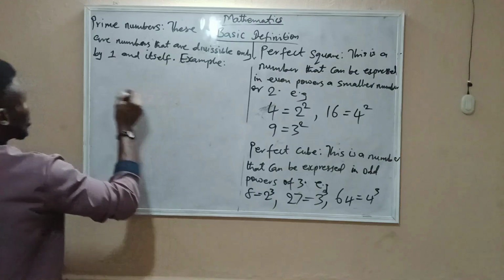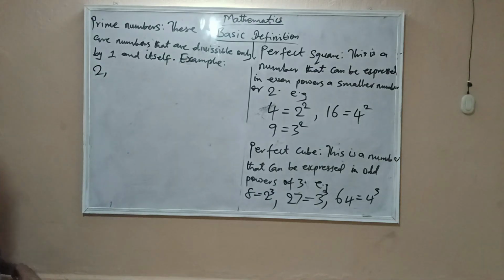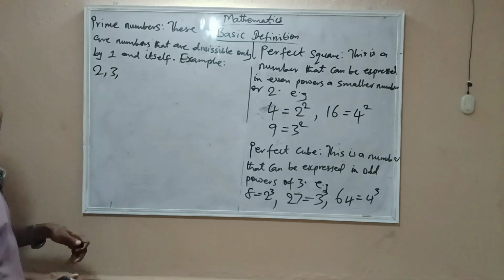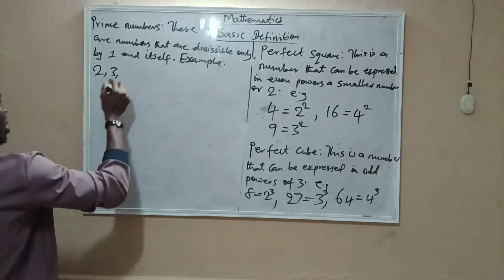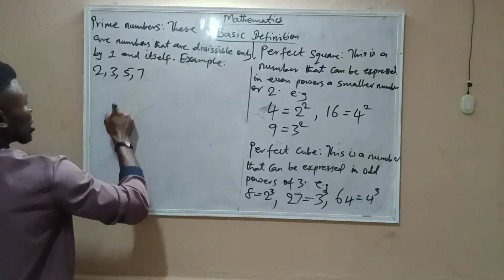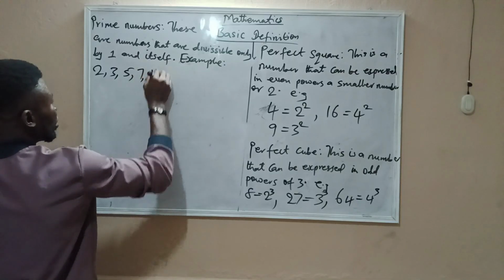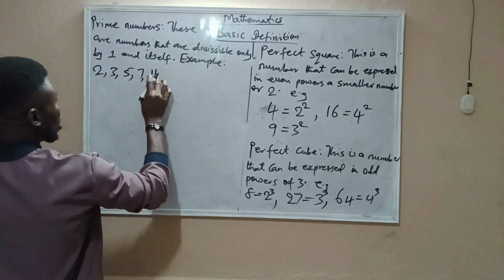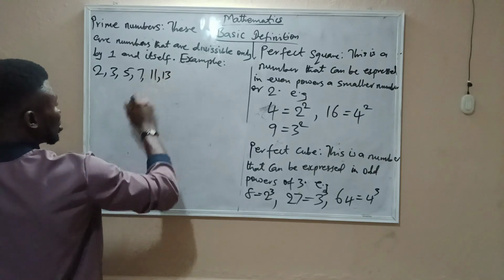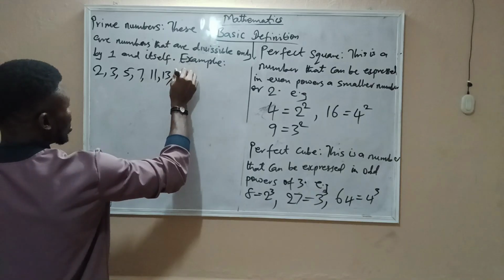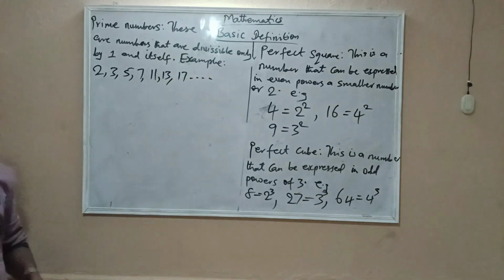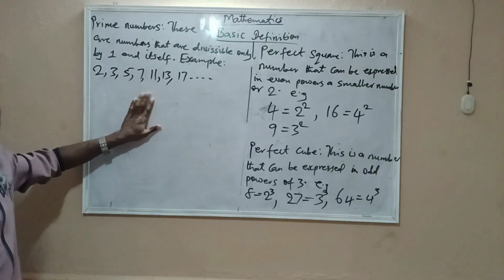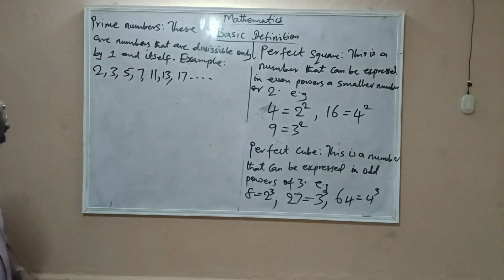For instance, 2 is a prime number because only 2 and 1 can divide 2. 3 is a prime number. Only 3 and 1 can divide 3. 5 is a prime number. 7 is a prime number. 11 is a prime number. Of course, 8, 9, 10 are not prime numbers. And then 13 is a prime number. If you go further, 17, and so on and so forth. All these numbers can only be divisible by themselves and 1. So that's why they are called prime numbers.